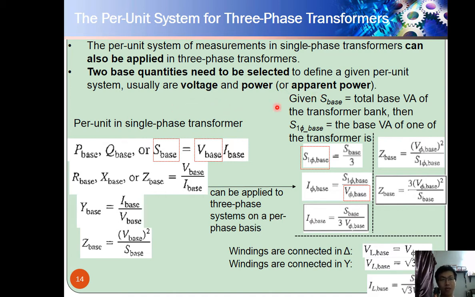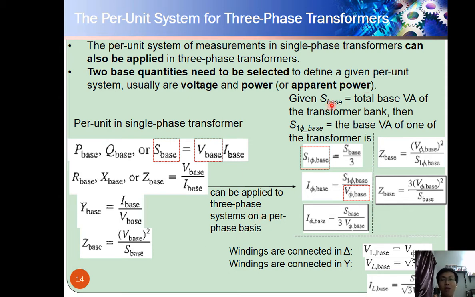or a current and power. So per unit in a single phase transformer is for example like this: P base, Q base, or S base, V base. For example, S base equals V base times I base, or Z base equals V base divided by I base, Y base equals I divided by V, Z equals V squared divided by S. All of them can be applied to three-phase system on a per phase basis.